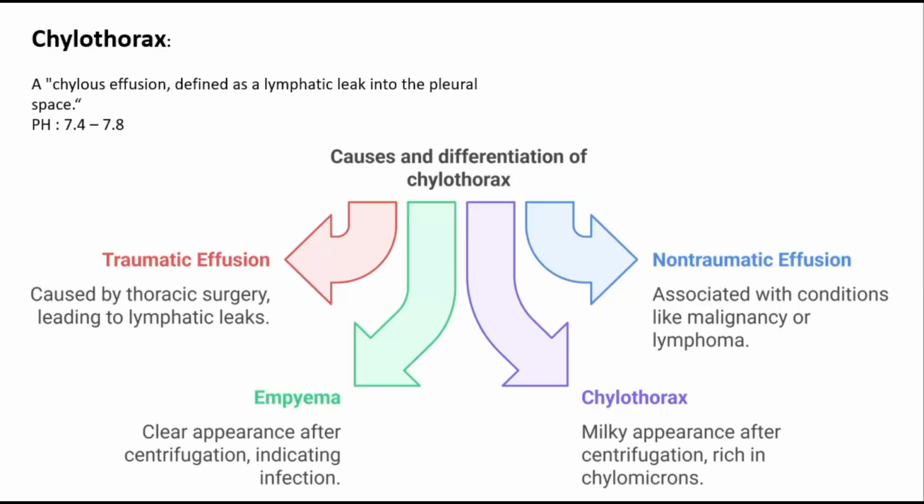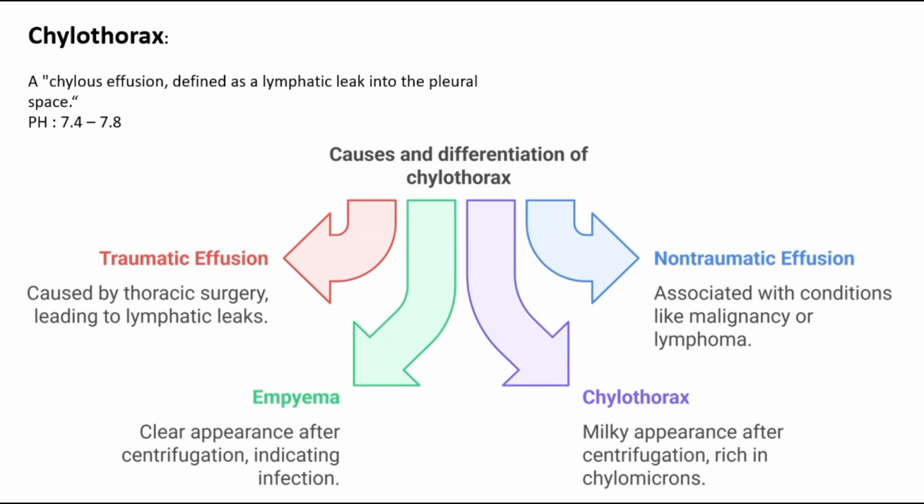And last but not least, we have the chylothorax. A chylous effusion is defined as a lymphatic leak into the pleural space with pH between 7.4 to 7.8. Now, the chylothorax can be either caused by trauma, like thoracic surgery, or can be non-traumatic, which is associated with conditions like malignancy or lymphoma.